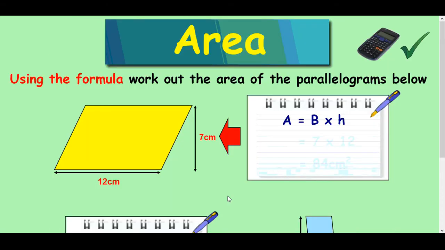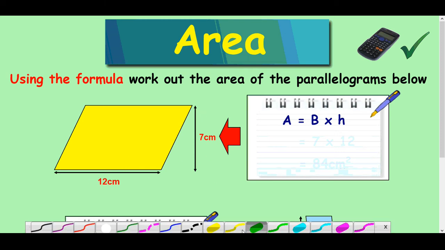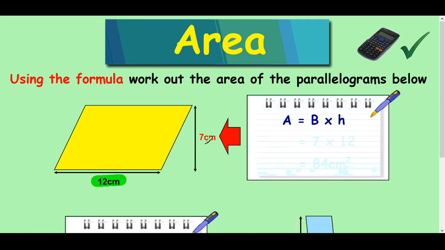Okay, let's look at a few examples and show you how easy this is. Now, in the first one here, we've got our base of 12 and our height of 7. It's really important that the base and the height are at right angles to each other. Another name for that is perpendicular. But you'll notice here that if I extend this line here, it creates a right angle with the height, and those are the two numbers we want to use.